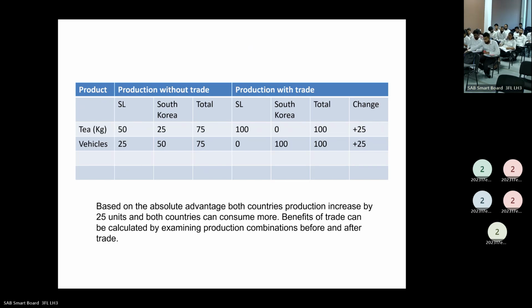Production with trade, how much? Now we specialize. Sri Lanka specializes in tea, 100, and zero vehicles. South Korea, 100% specialization means vehicles, 100. That's the total production, 100 and 100. What is the change? From 75, both are increasing. The tea production increased by 25 units and the vehicle production increased by 25. Total production increased by 50 in both cases.